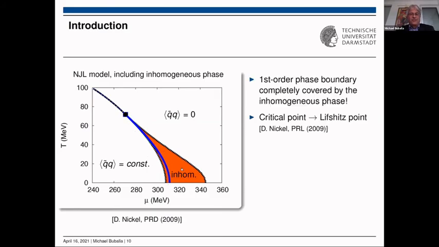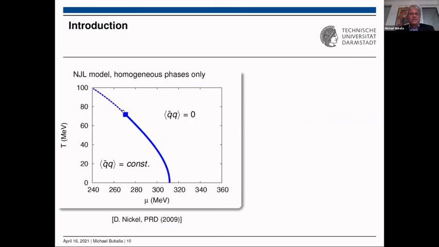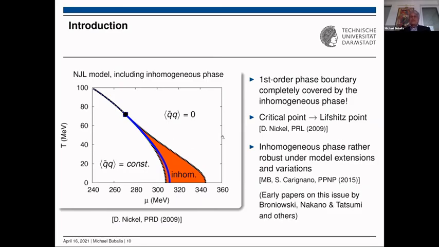And also Nickel showed in a different paper that within that model, this so-called Lifshitz point, which is the point where the three phases, so the inhomogeneous and the two homogeneous ones, the restored and the broken phase, meet, exactly coincides with the point where earlier, in the purely homogeneous case, there was just the tricritical point. Okay, later we, together with Stefano Carignano and also others, investigated this scenario under various model extensions and variations, and it turned out to be rather robust.